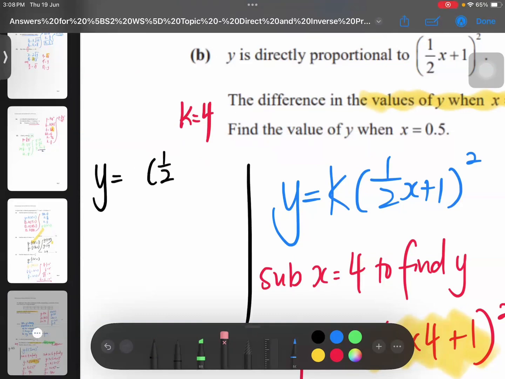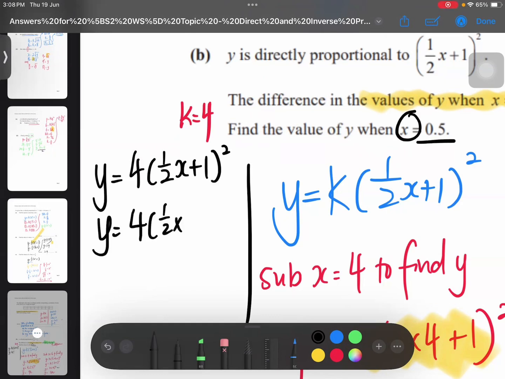Sorry, instead of k, you no longer write k. What do you write? You write 4, very good. 4 bracket half x plus 1 to the power of 2. They say x equals 0.5, so y equals 4 bracket half times 0.5 plus 1 to the power of 2. Are you understanding?